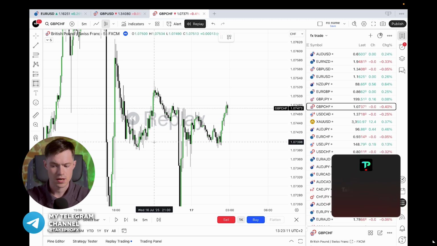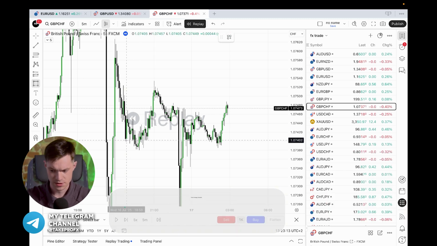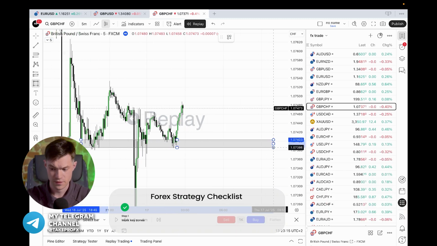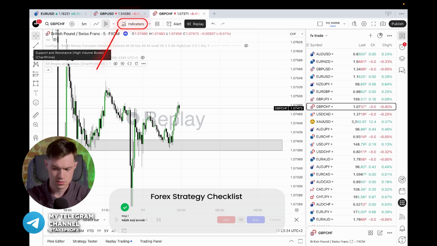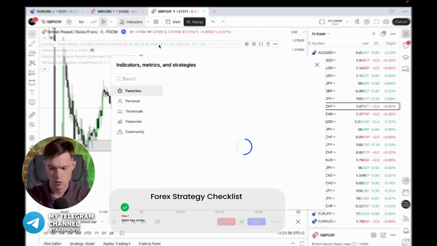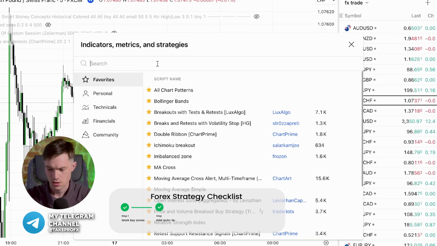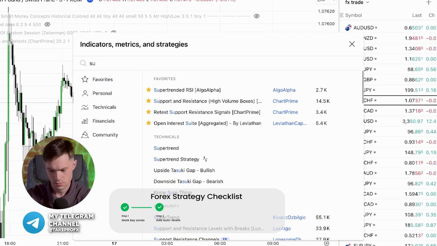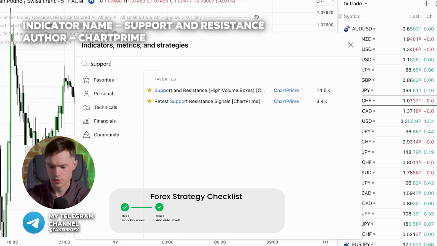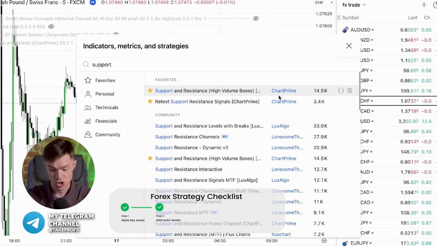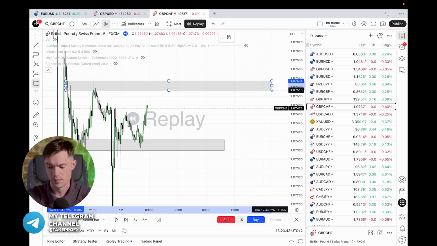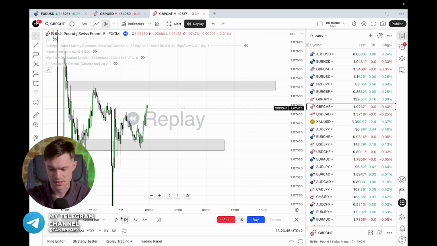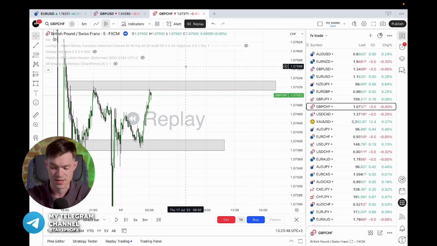Let me show you without any cheat indicators how my strategy looks, which we are going to use today. Here we obviously have two zones of interest, and the first task you have to face is to identify the key zones of interest. You can do it very easily with the help of this indicator. You can add it from the indicators panel, write its name, support and resistance from the chart prime author. But the idea is simple enough. You can draw some primary basic zones of interest and see how the chart interacts with these zones of interest.